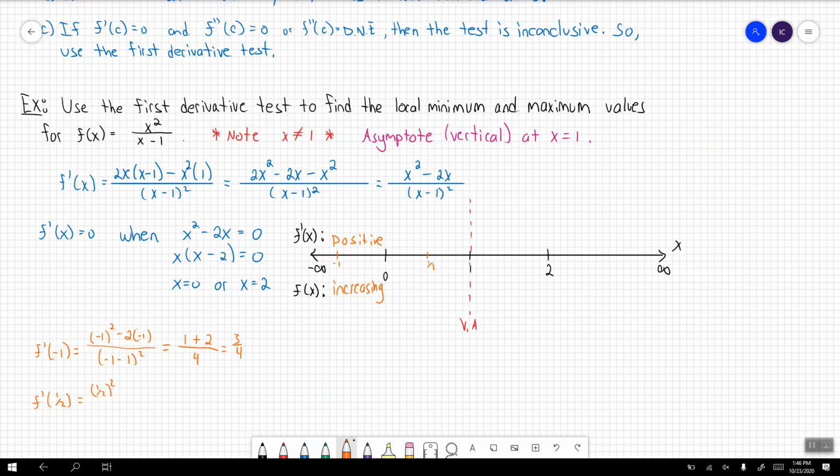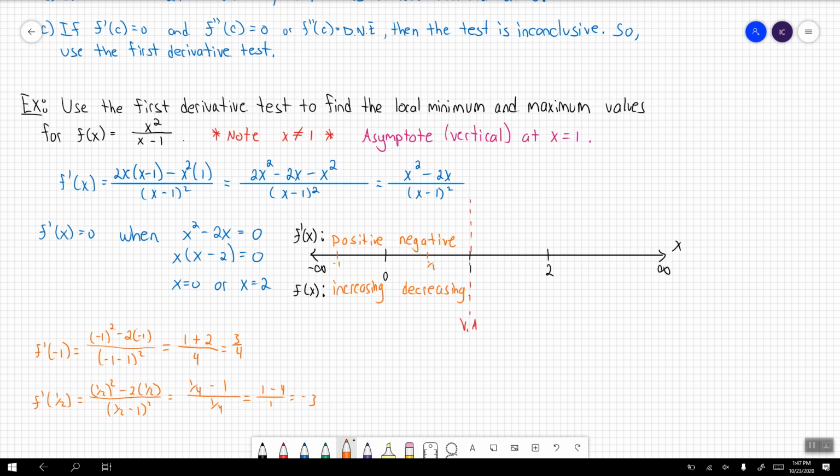We get 1/2 squared minus 2 times 1/2, all divided by 1/2 minus 1 squared. Here we're going to get 1/4 minus 1, all divided by, that's going to be -1/2. -1/2 squared is just 1/4. Multiply everything by 4, and we get 1 minus 4 over 1, which means we're going to get -3. Which means the interval from 0 to 1 is negative, which means our function is decreasing.